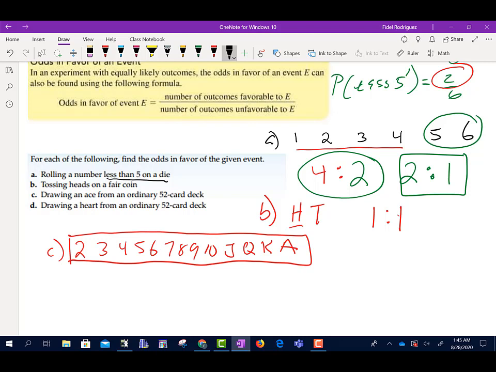Out of those 13, how many of them are an ace? 1 of them is. How many are not? The other 12.